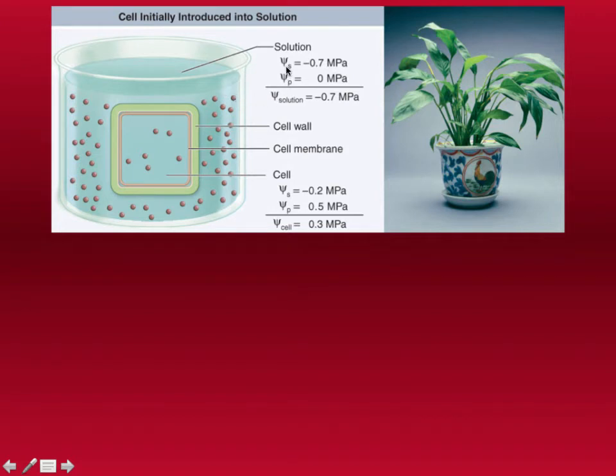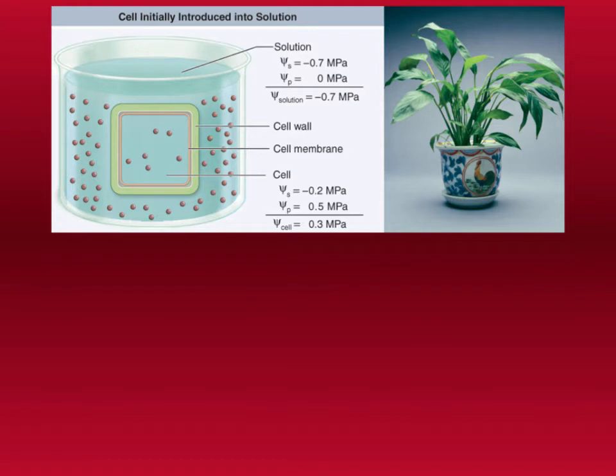We're going to assign the solute potential a value of negative 0.7, and that's just based on how many of these little dots are floating around here in this water. The pressure potential is 0 because there's no cell wall surrounding this to offer force back in the opposite direction. So the overall water potential is negative 0.7 megapascals, which is a unit of pressure.